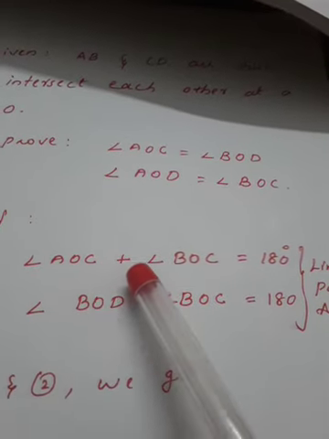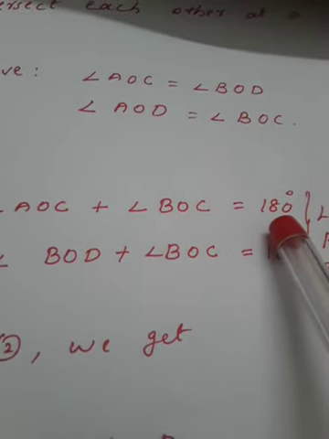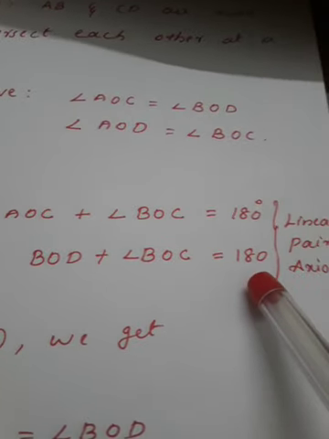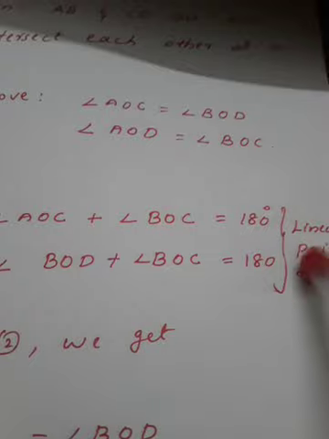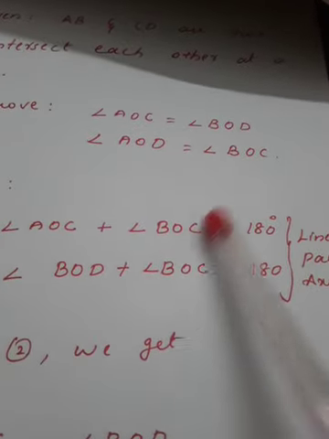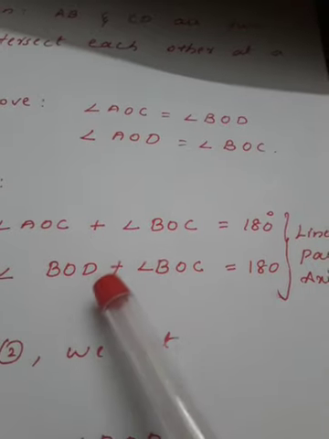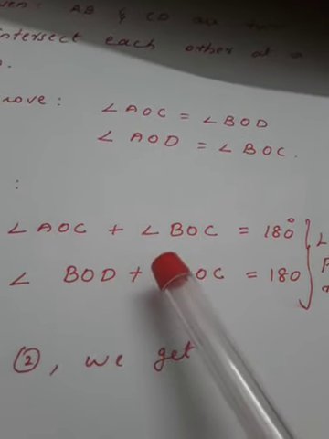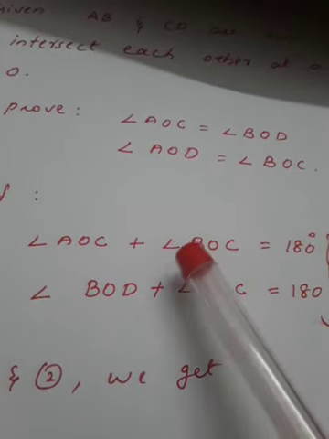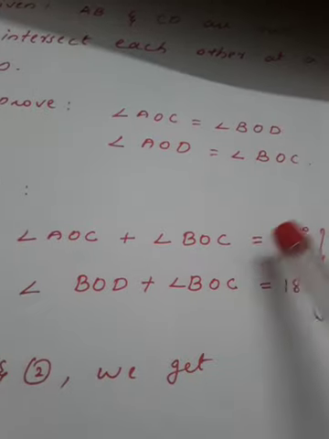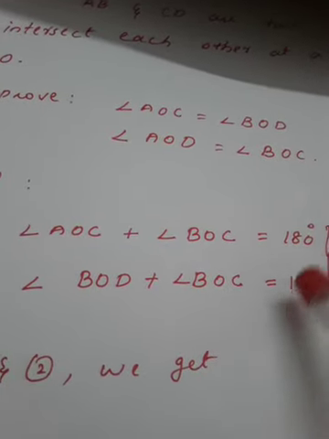So angle AOC plus angle BOC equal 180 degree, and angle BOD plus angle BOC equal 180 degree, by the linear pair axiom. Okay, that reason we should write here. In this way we want to take common angles, so adjacent linear pairs we want to take. So in these two equations what we get? Here BOC, here BOC. This is equal 180, 180.